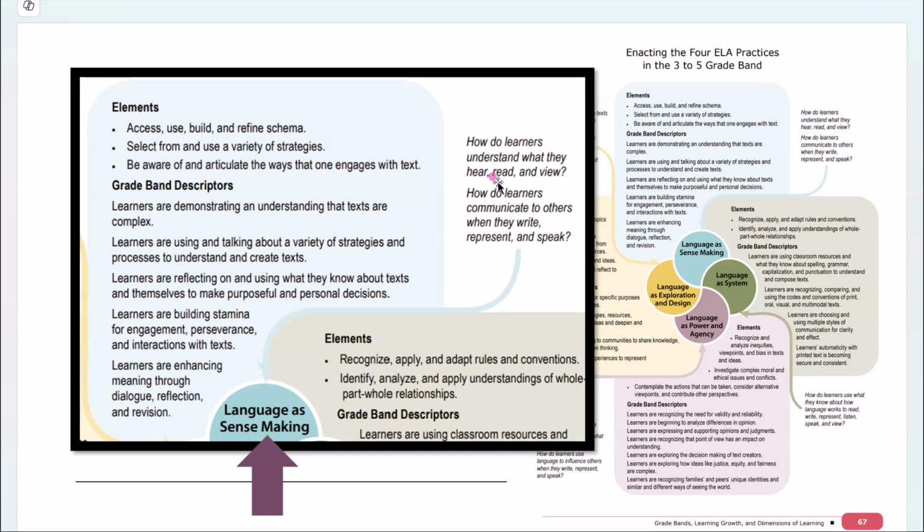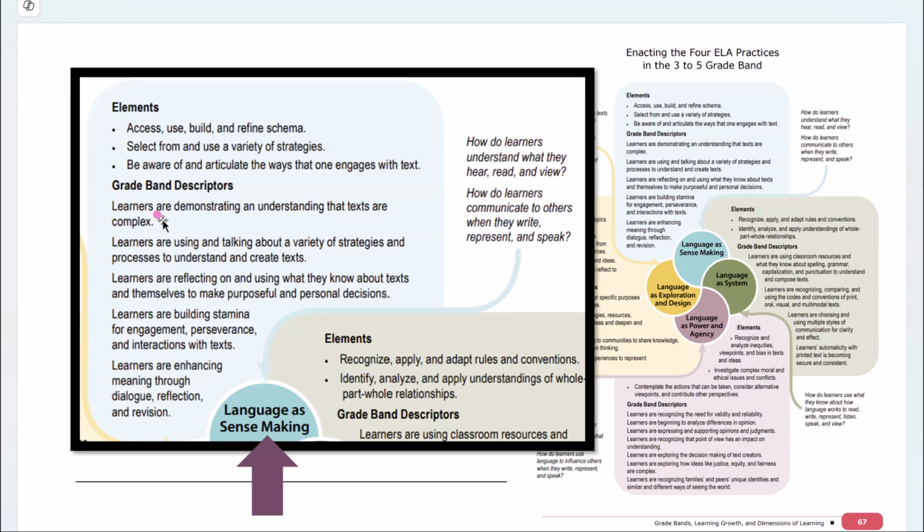And in each of those, okay, so I zoomed in over here. Language is sense making. We have questions that we're thinking. How do learners understand what they hear, read, and view? How do learners communicate to others when they write, represent, and speak? The elements of what that means: access, use, build, and refine schema, select from and use a variety of strategies, be aware of and articulate the ways that one engages with text.